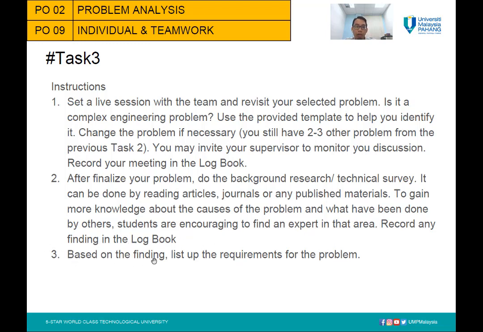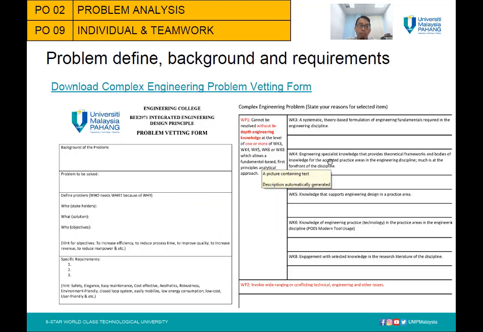And the last one, based on the findings, after you do the background research and know what solutions have been done by others, list up the requirements for the problem. This problem requires you to have what? A low cost solution. This problem is a closed loop solution. This problem requires what? Okay, so list up all the requirements for your problem. Okay, so these are some forms that you need to submit.